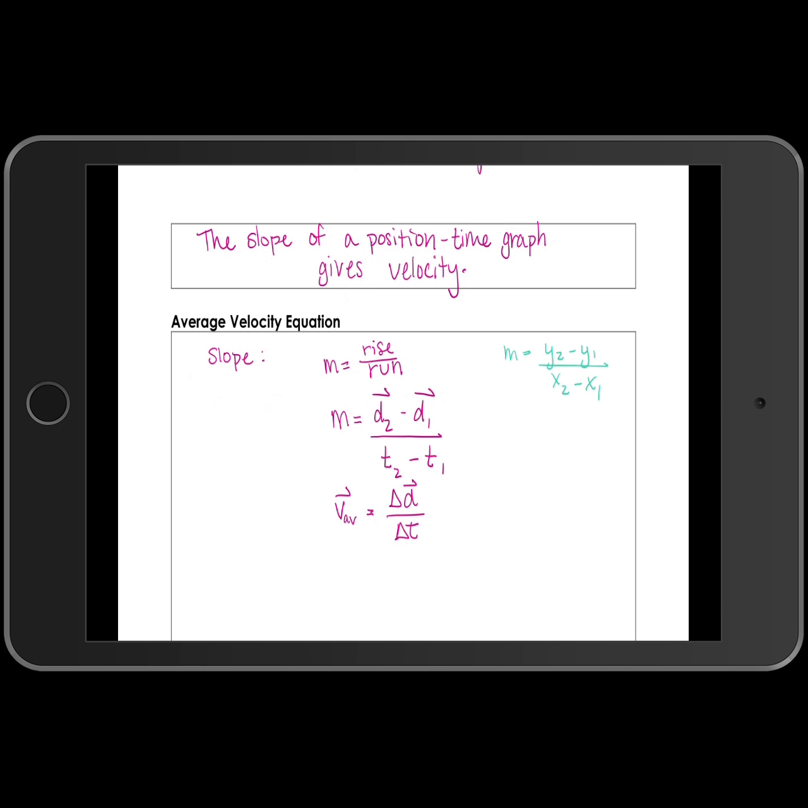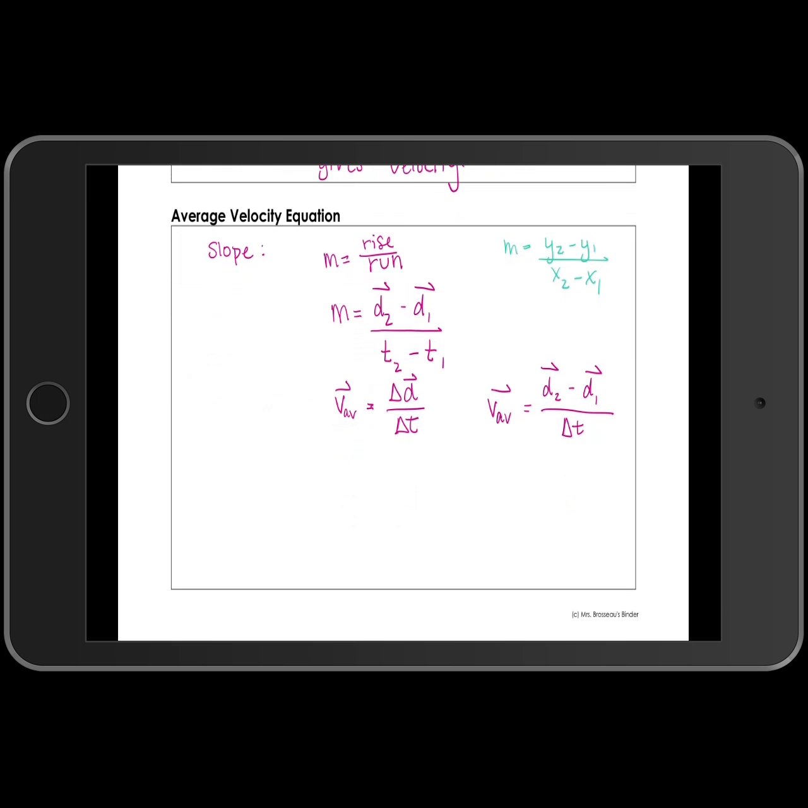Okay, and so you can use whichever variation best fits. You might also see this, or might use this: the D2, position 2, minus position 1, all over change in time. Whichever equation best suits your problem, that's the one that you should use.